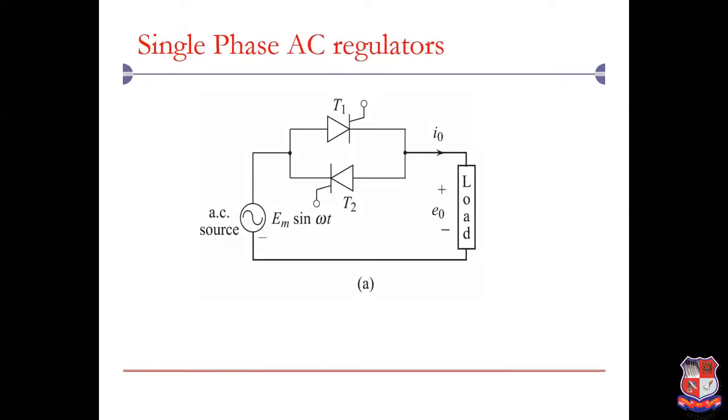If we replace our diode with a thyristor, then both the thyristors can act as a positive and negative cycle controller using the firing angle alpha. So we can have a complete control if we use single phase full wave AC regulator.